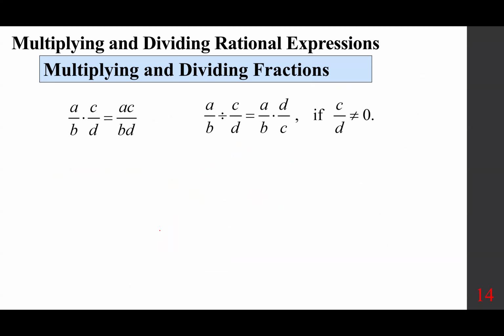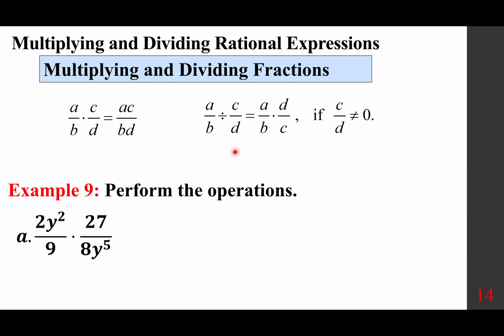Multiplying and dividing rational expressions: just as we do with numbers, we do with expressions. A over B times C over D, we multiply across. We multiply the tops, we multiply the bottoms, and we are done. However, if you're dividing, then the second piece, C over D, will flip over and you multiply. Okay? And so with having said that, let's do this.